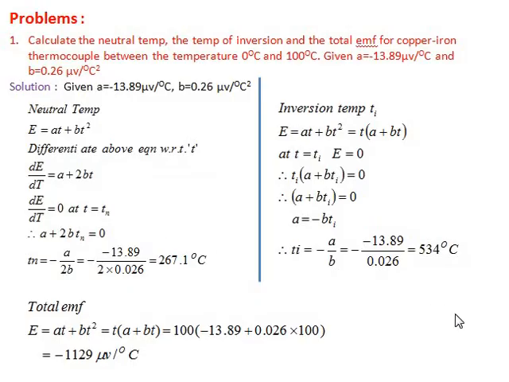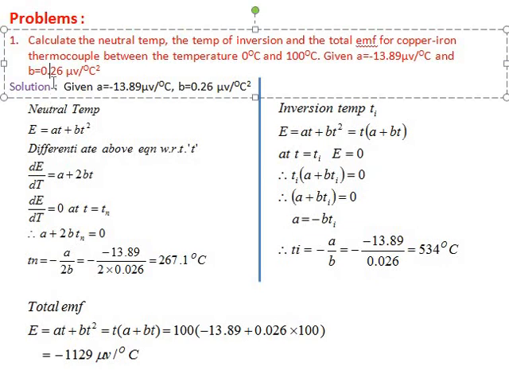So the first problem: calculate the neutral temperature, the temperature of inversion and the total EMF for a copper iron thermocouple, with the junctions at 0 degree Celsius and 100 degree Celsius. Given a is equal to minus 13.89 microvolt per degree Celsius, and b is equal to 0.026 microvolt per degree Celsius square. Okay.